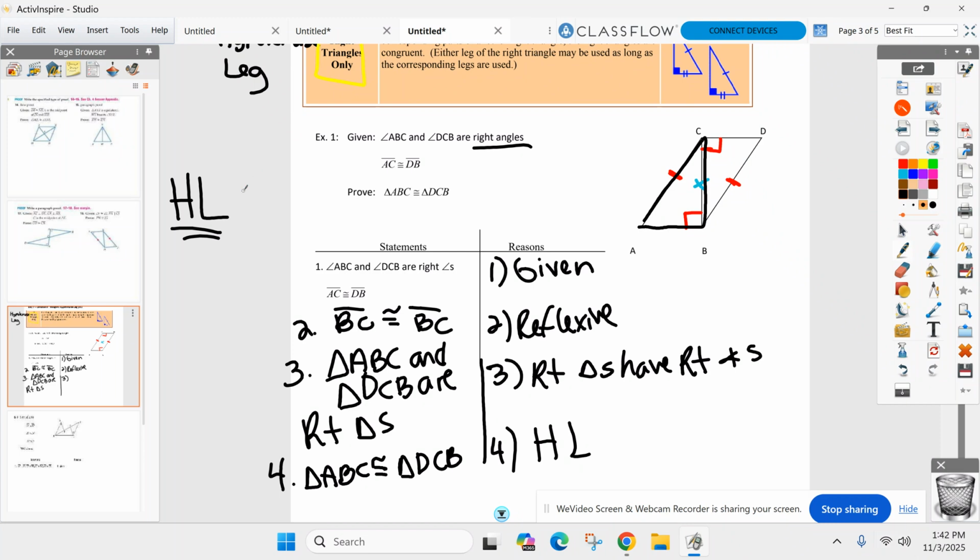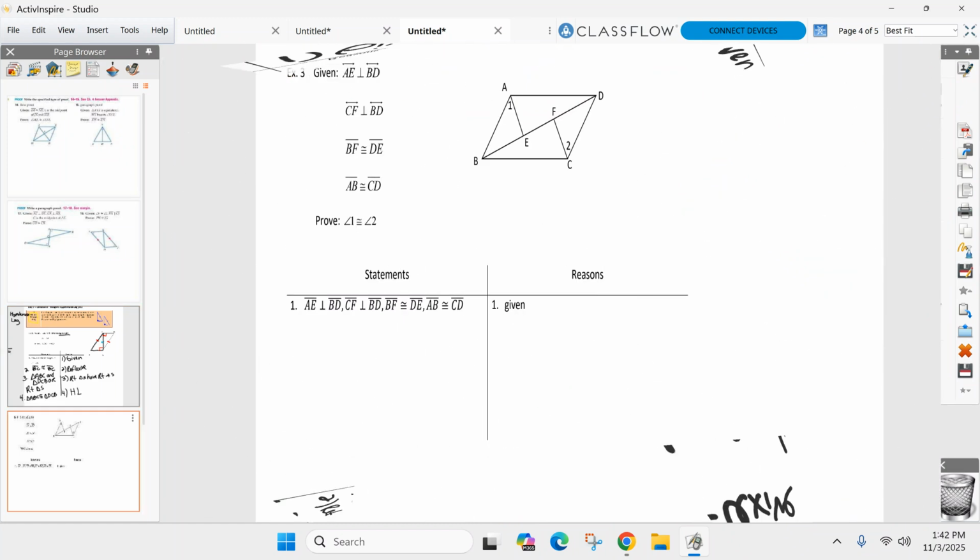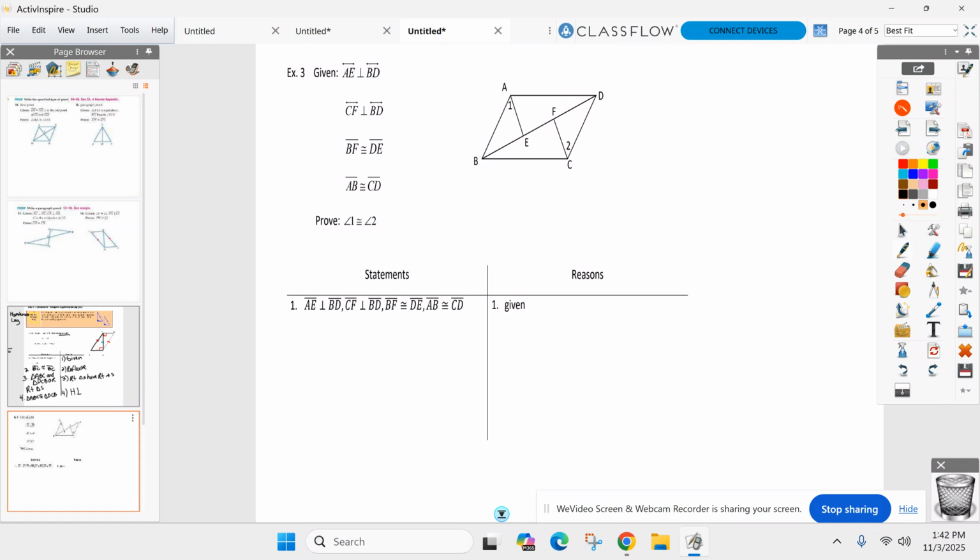Okay, any questions on that first HL proof? You need hypotenuse and you need legs. All right, one doesn't make you great. What's up next? All right, go ahead and mark your diagram, and then we'll talk.